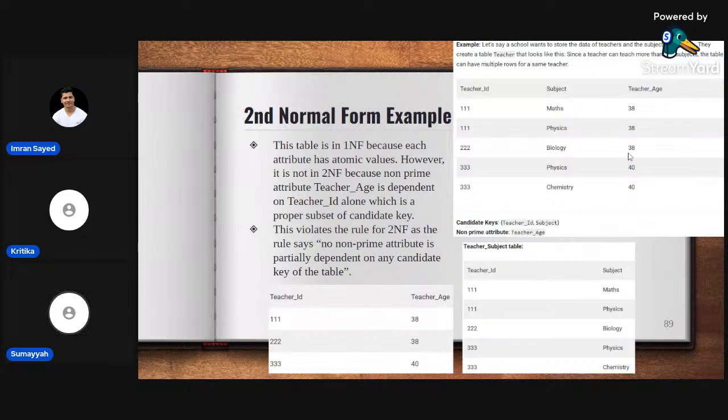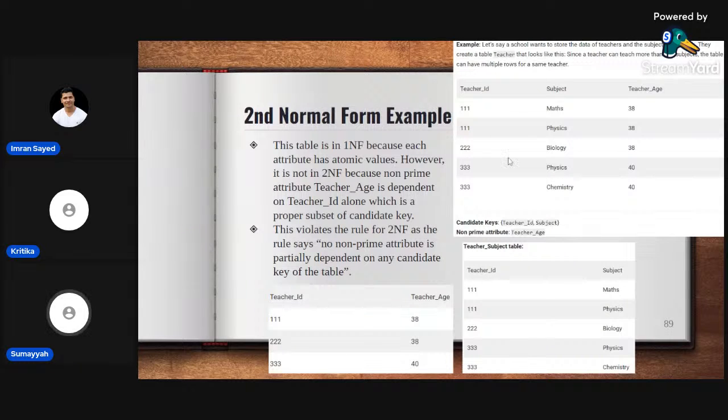So the teacher age is dependent only on the teacher ID and it is independent of the subject. Because the candidate key is both, the teacher age should be fully functionally dependent on both the keys and not just one. And that is why it is not in 2NF, correct? Yes. Okay.